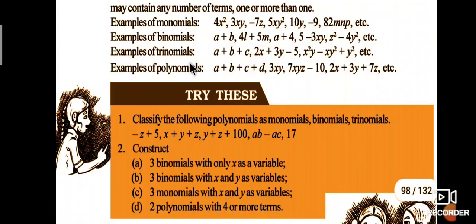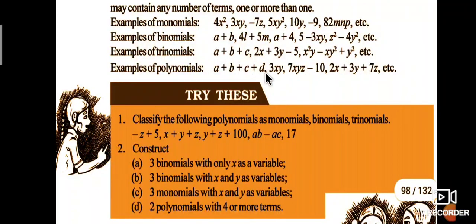Similarly, students, examples for trinomials: a plus b plus c is an example for a trinomial. The second one is 2x plus 3y minus 5, a trinomial. x square y minus xy square plus y square, etc. These are all trinomials. The next one is polynomial.